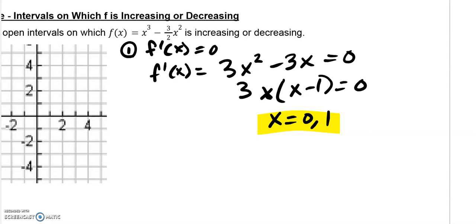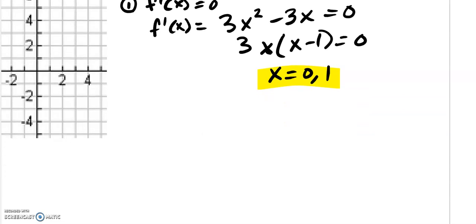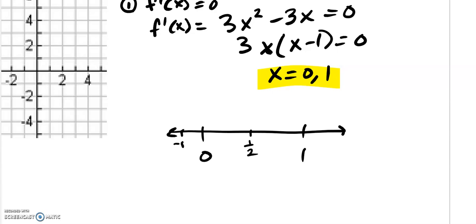So then what I like to do is to go ahead and set up a number line with our critical points on that number line. Okay, those are our critical points. Now, number two, we need to test values around it. So to each side of the critical point, we're going to test a value. So over here, I'm going to test -1. I'm going to test 1/2, and then I'm going to test 2.